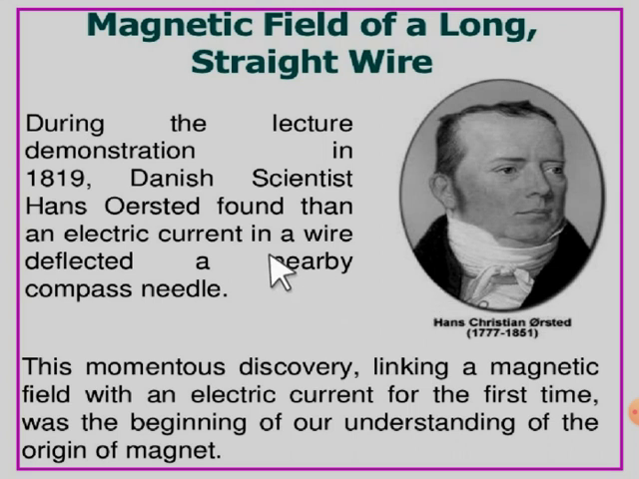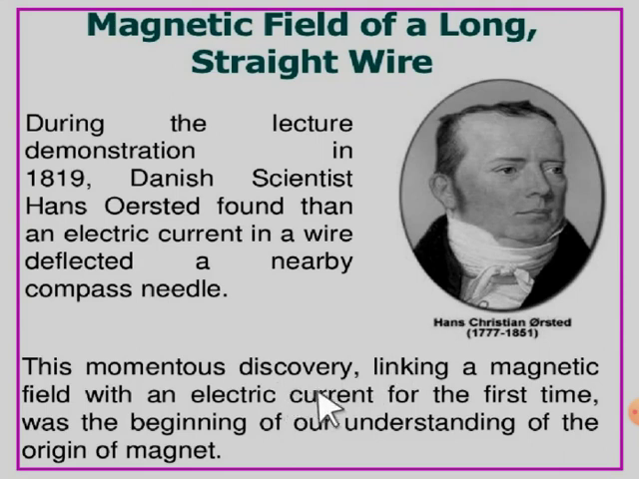During a lecture demonstration in 1819, Danish scientist Hans Oersted, a physicist and chemist, professor at Copenhagen, found that an electric current in a wire can deflect a nearby compass needle. He observed the relation between electricity and magnetism in 1820. He performed a simple experiment which established the relationship between electricity and magnetism.